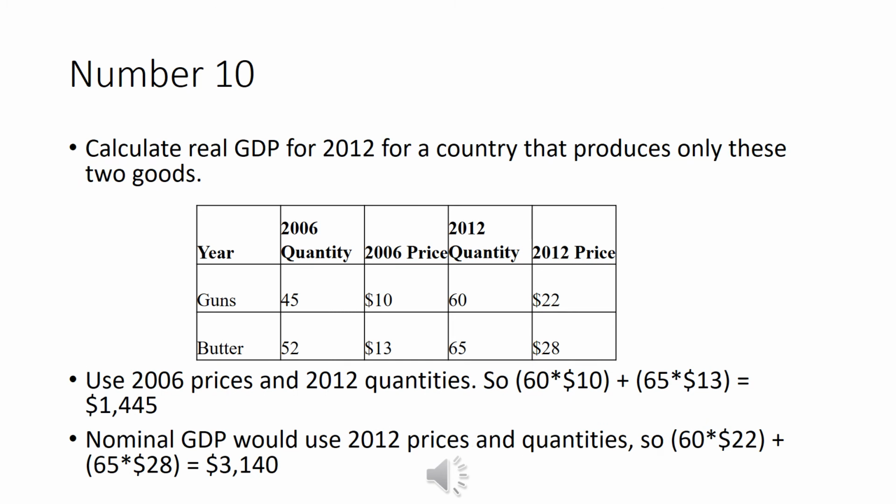Note that the nominal GDP would be much higher. So if we're using 2012 prices and the 2012 quantity, the total GDP would end up being $3,140 if we multiplied the price times the quantity. But a lot of this increase in GDP, if we're just looking at nominal GDP, is going to be due to the increase in the price level. So we look at 2012 prices are a lot higher than the 2006 prices. So that's why we see this difference. And the basic idea I want you to take away from this problem is the fact that we need to use the base year prices if we're going to be comparing GDP across time.